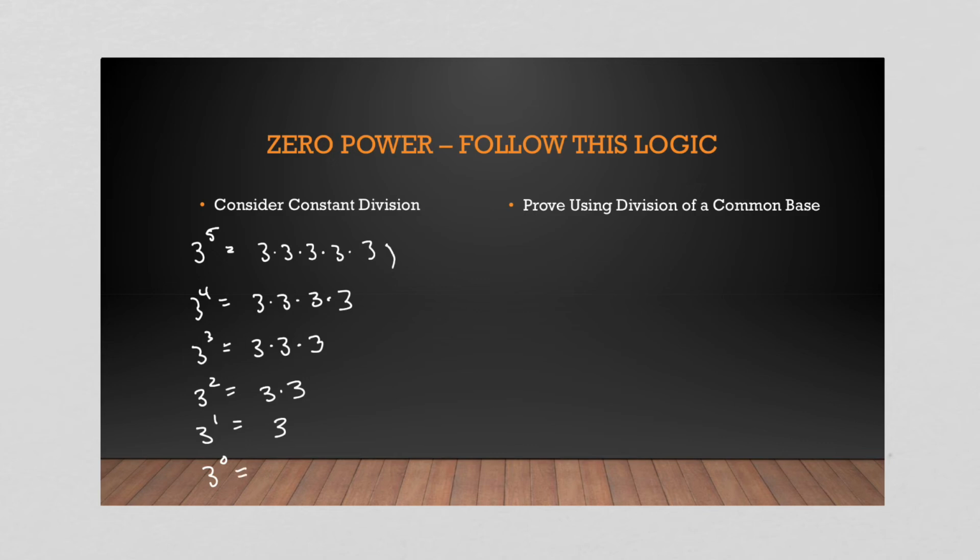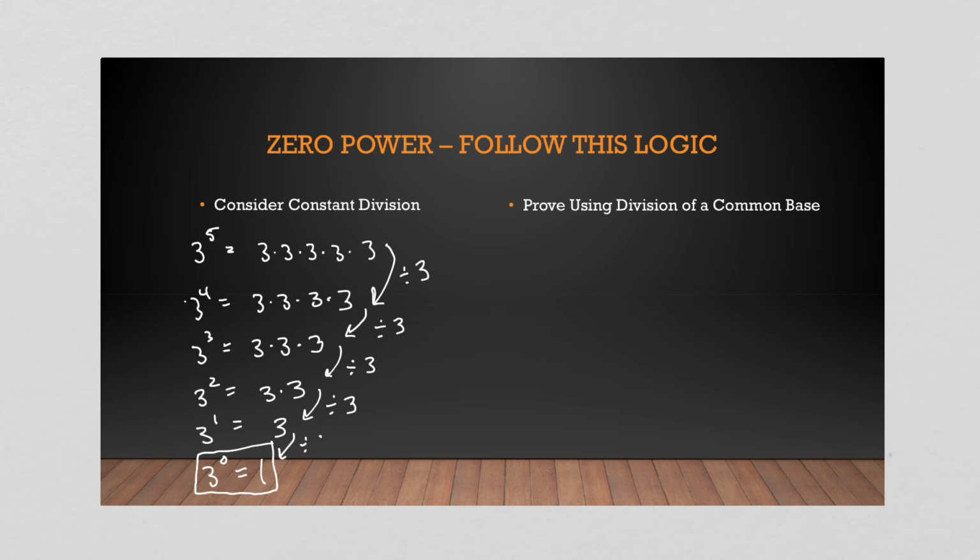Well, to get from here to here, I divided by 3. Here to here, I divided by 3. I divided by 3. I divided by 3. So what's 3 divided by 3? It's 1. That's right. 3 to the power of 0 is 1. It's not 0. It's never 0. 3 to the power of 0 is 1. There's a connection we can make there to get into negative exponents, but we'll save that for a bonus video.